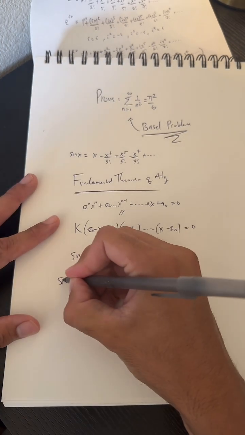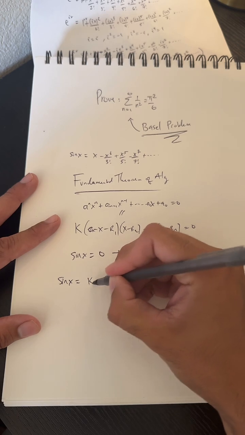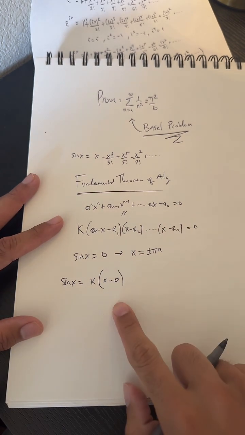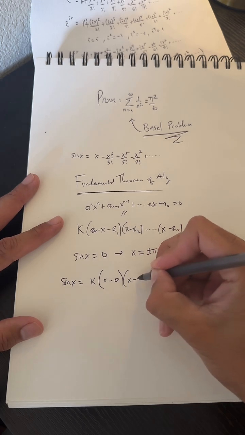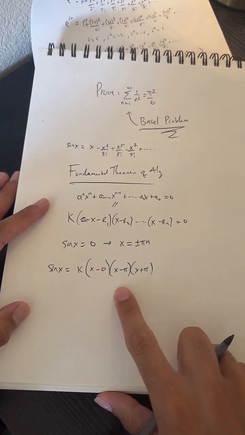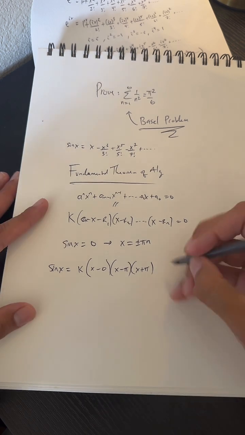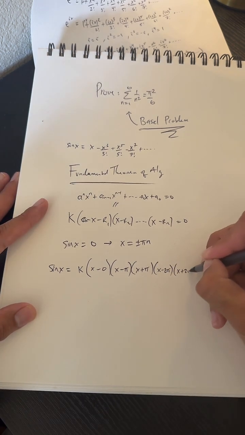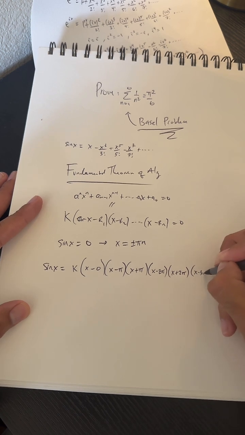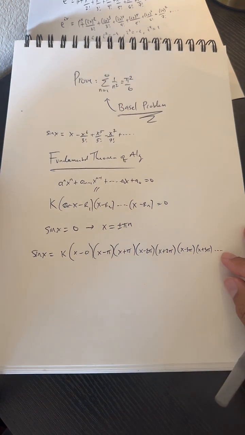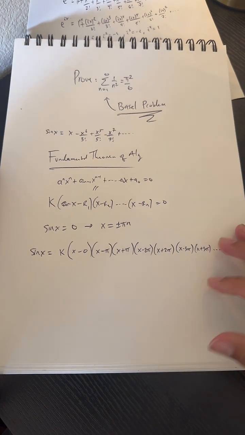Therefore, I can rewrite sine of x as some constant times (x minus 0), which is the first root, times (x minus pi) times (x plus pi). We're just going to include the positive and the negative so we never forget it. Then we continue with (x minus 2 pi), (x plus 2 pi), and we can continue maybe to 3 pi and then just put dot, dot, dot after that. Again, he didn't know this. He just said, I think this is true, and it was proven later on that this was correct.